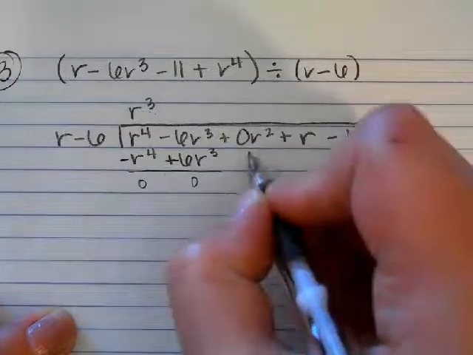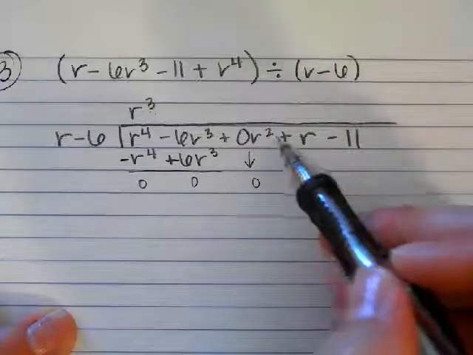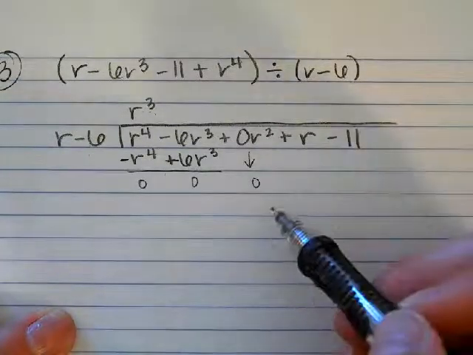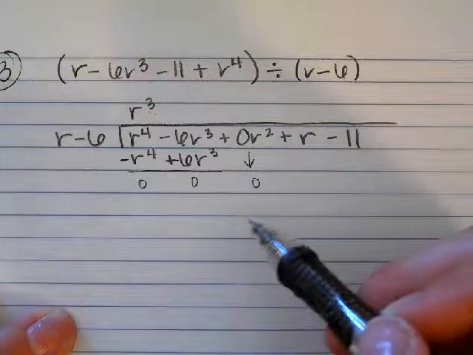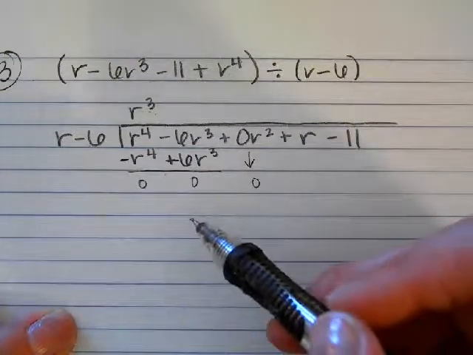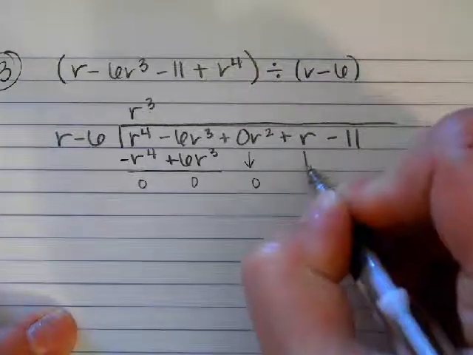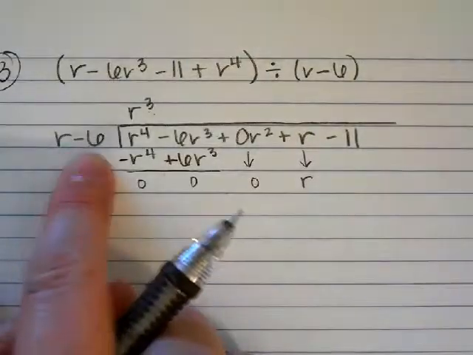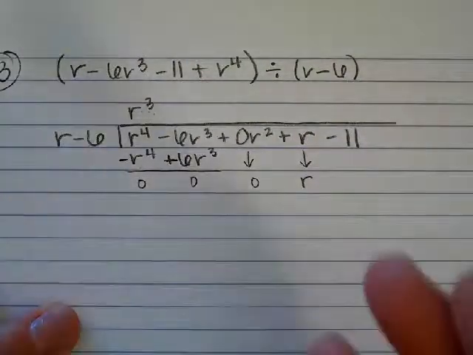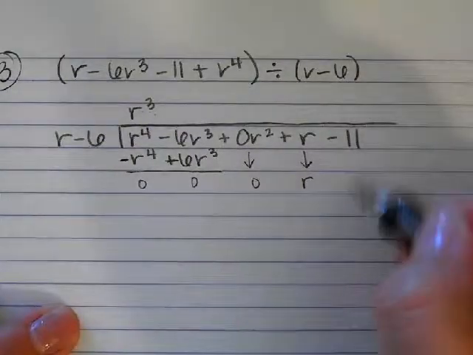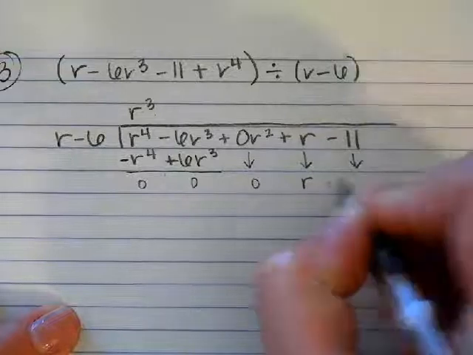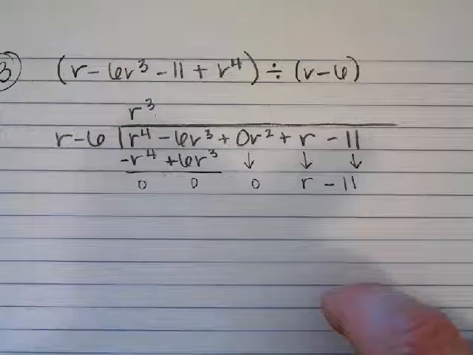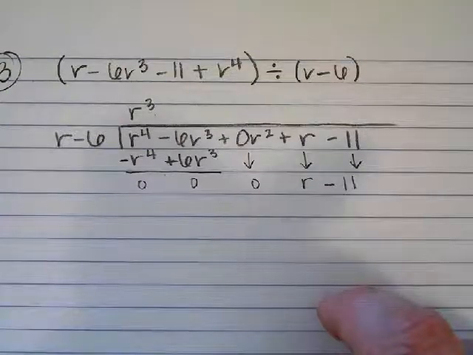And normally you would drop down the next term, and when we drop down the next term, it's 0r squared, so we actually have 3 zeros. Everyone see that? So we're just going to keep dropping down terms until we find a term that we can do something with. So we're going to drop down the next term, which is just a plain r. And because I have two terms in the front, because I am dividing by two things, I like to have two terms that I'm working with. So I'm going to drop down the negative 11 as well, because I like to be able to line up underneath two things. Does that make sense? I like to have two terms ready to go to line up with.